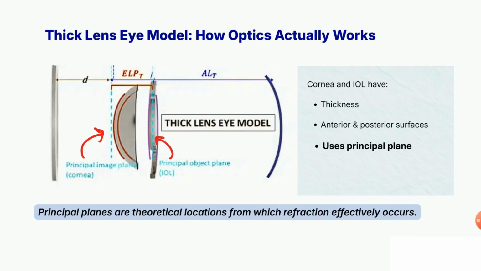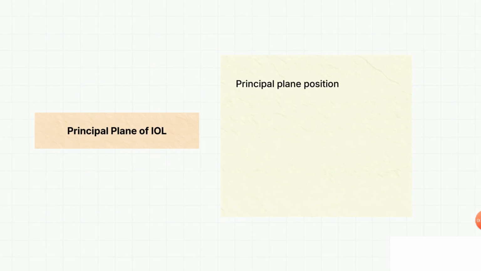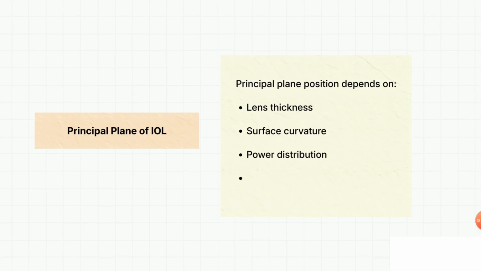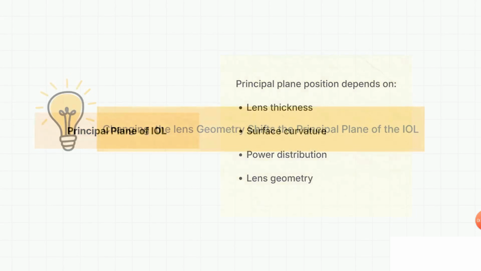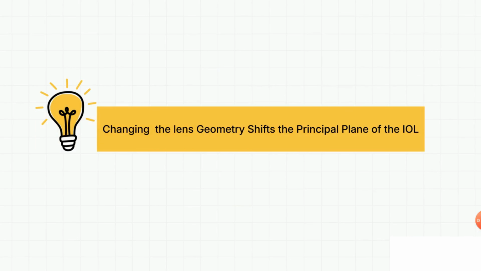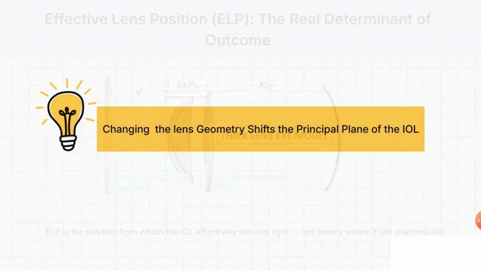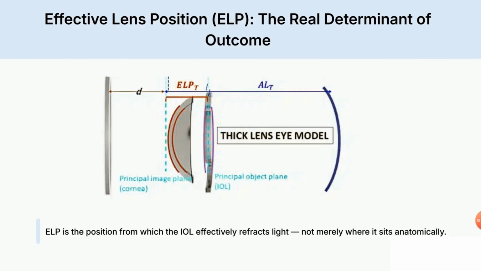The position of these planes will depend upon the lens thickness, the curvature of the anterior surface, the curvature of the posterior surface, and the distribution of the optical power. Change the geometry and the principal planes will shift, even if the lens has not moved anatomically. Remember that. In a thick lens model, ELP is the distance between the principal image plane of the cornea and the principal object plane of the IOL. This is the key insight. ELP is an optical concept and not purely an anatomical one.